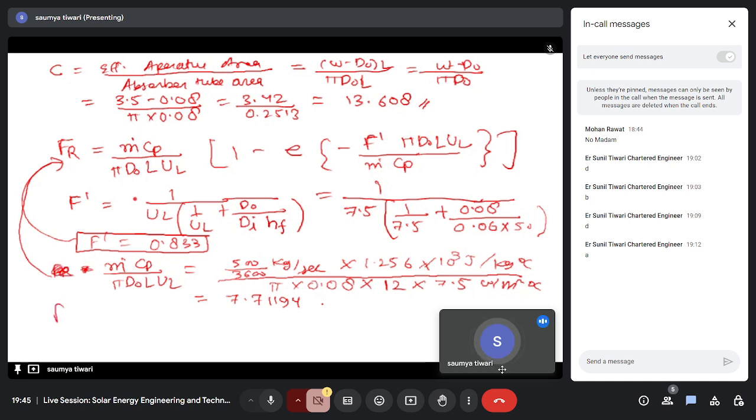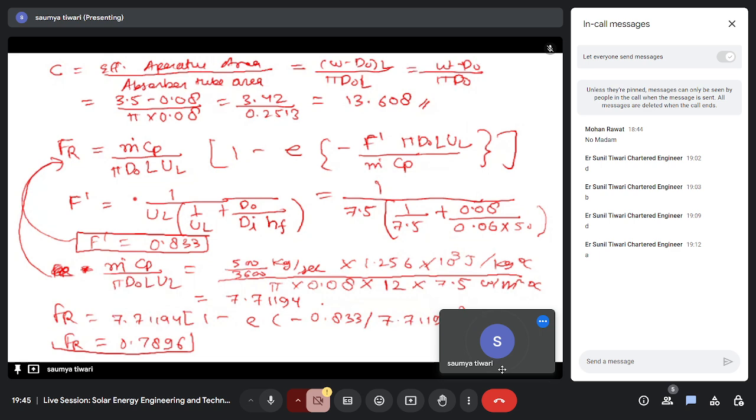So this you'll put in this equation to calculate the FR. Your FR will be basically 7.71194 into 1 minus e to the power minus this F dash, 0.833, divided by this 7.71194. If we solve this, I think this value will be 0.7896.